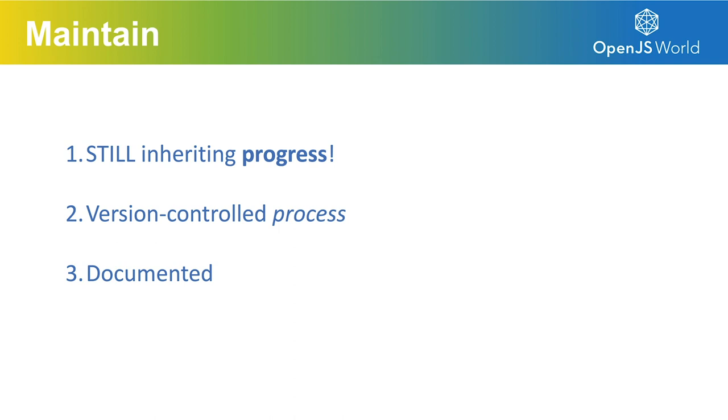So you can see that the maintenance process is still inheriting progress from all of the phases before it. You can also start to see that the process itself can be version controlled, simply because you can maintain multiple versions of your CLI, such as a fork or another feature branch, anything that you really want. So you have point in time understanding of your process.